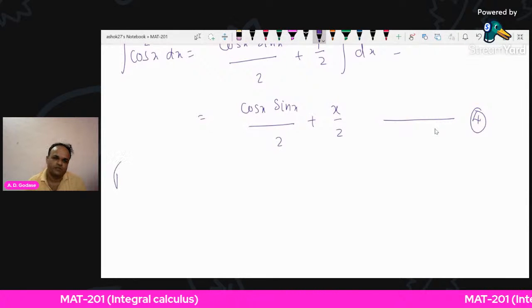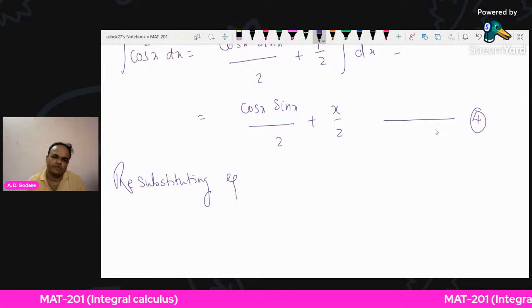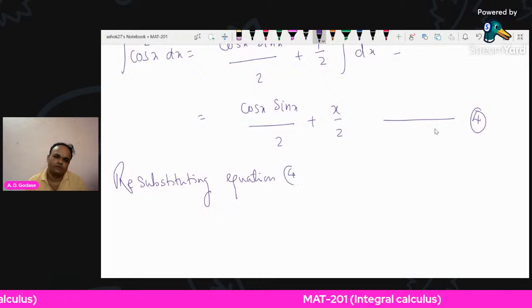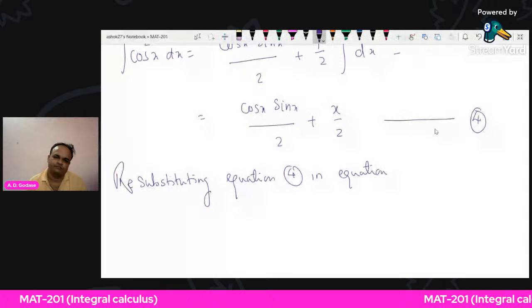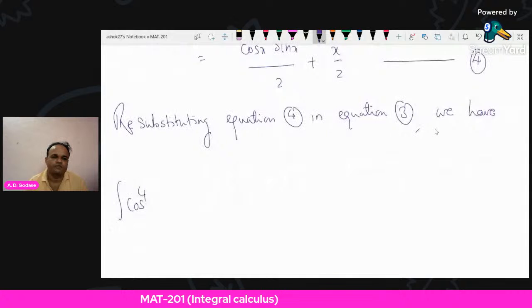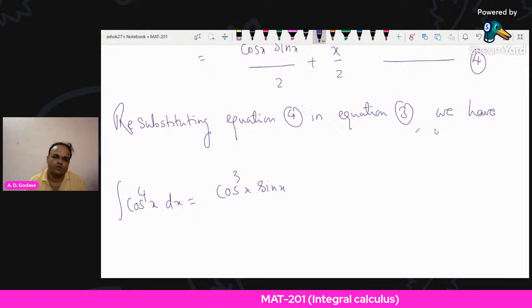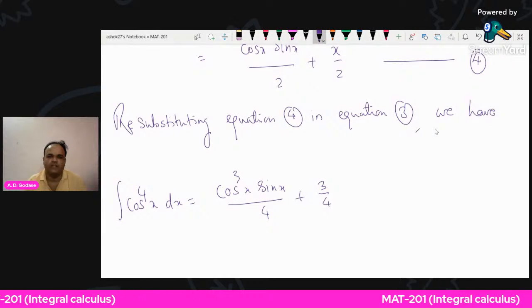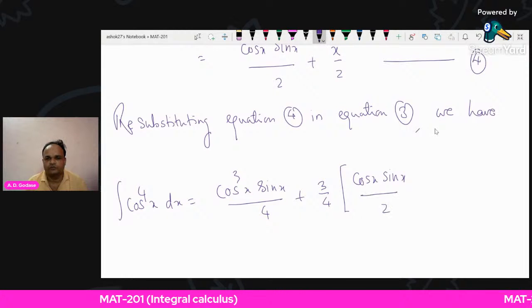So resubstituting equation 4 in equation 3, we have the value of the integration of cos raised to 4x dx equal to cos cube x into sin x whole divided by 4 plus 3 by 4, and I am putting here the value of the integration of cos square x, that is cos x into sin x divided by 2 plus x by 2.